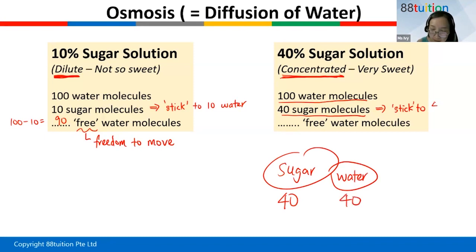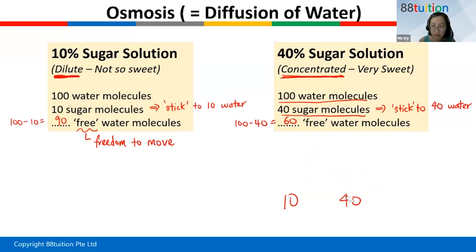Do you follow so far? You will stick to 40 water molecules. Then 100 minus 40 will be 60. So you have 60 water molecules with the freedom to move. Do you all follow so far? All right, freedom to move.